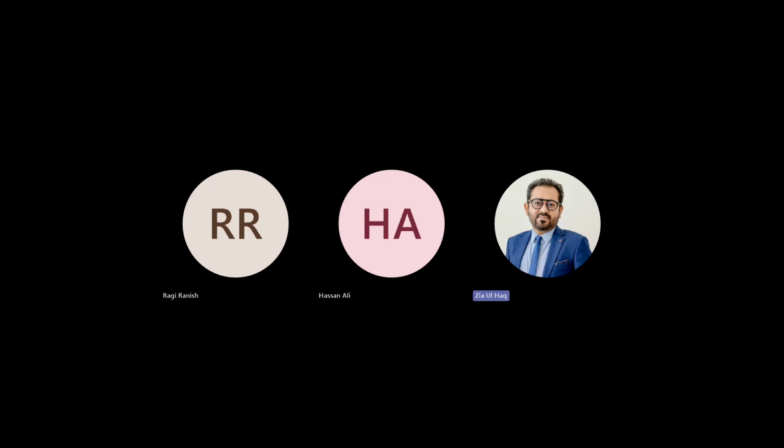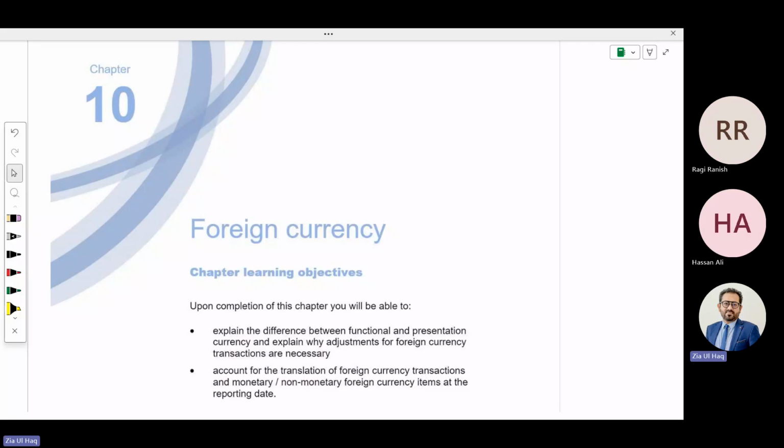Foreign currency. Chapter 10 is about foreign currency. Suppose there is a company A. Company A is based in, say, USA, whose currency is the dollar.